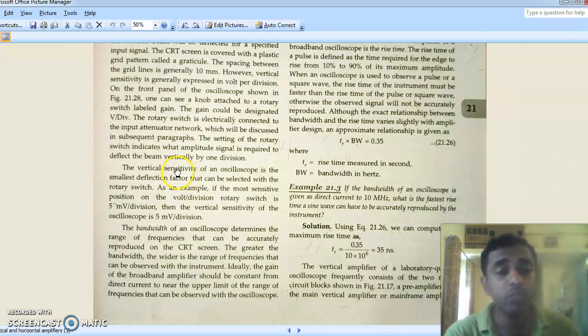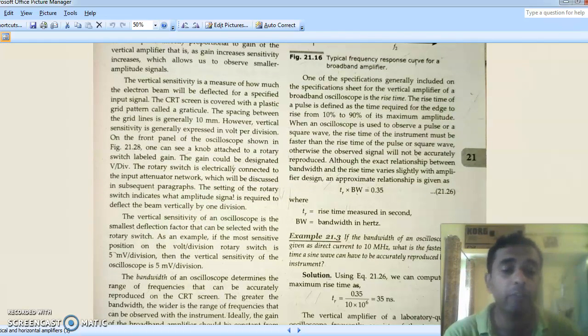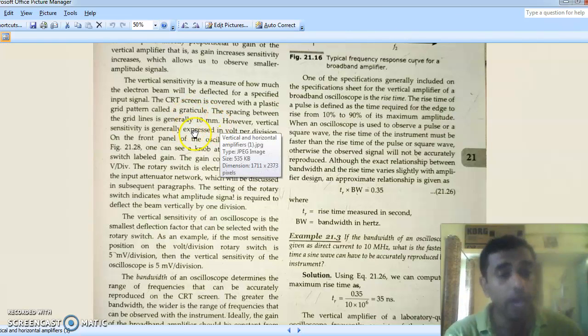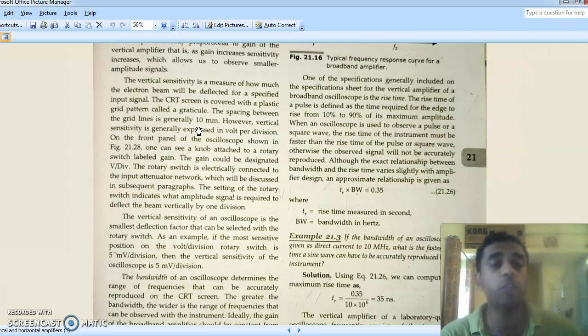Now, this vertical sensitivity is directly proportional to the gain. If you want more vertical sensitivity, then you should of course have larger gain. If you want larger gain, that should be at the expense of bandwidth; the bandwidth should be sacrificed for more gain. If you want more bandwidth, then you have to sacrifice gain, and so vertical sensitivity. So there is a mutual trade-off between vertical sensitivity and bandwidth, or gain and bandwidth. So properly you have to choose these things.